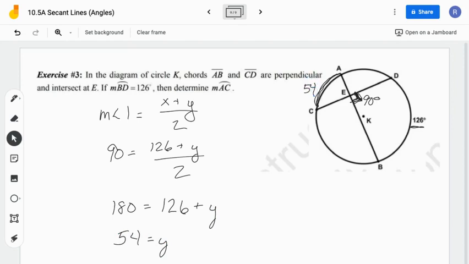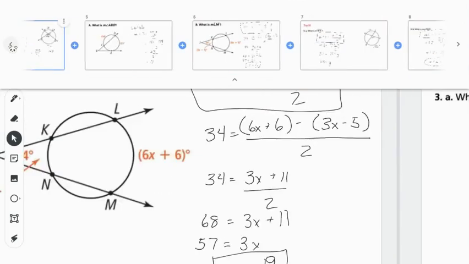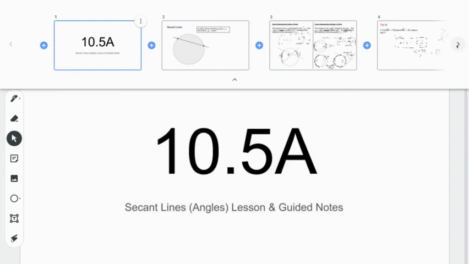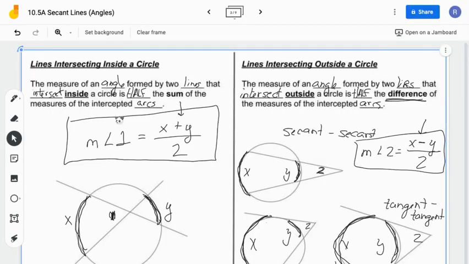Okay, so this is our first section on secant lines, looking at those equations to deal with intersecting secant lines inside and outside of our circle. And so make sure that you have these two equations written down. Those will be really important as you're going through the practice.